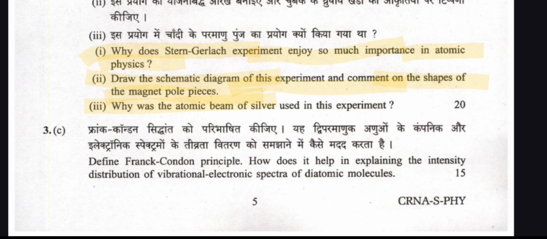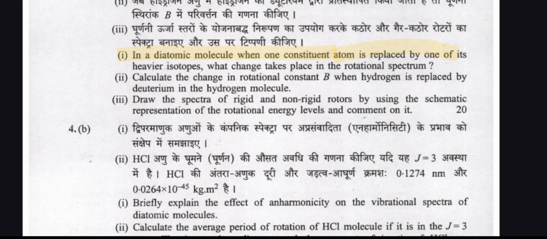In a diatomic molecule, one constituent atom is replaced by one of its heavier isotopes. What change takes place in the rotational spectrum? Calculate the change in the rotational constant B when hydrogen is replaced by deuterium in the hydrogen molecule. Draw the spectra of the rigid and non-rigid rotors by using a schematic representation of rotational energy levels and comment on it. So write a comment of 5 to 10 lines.